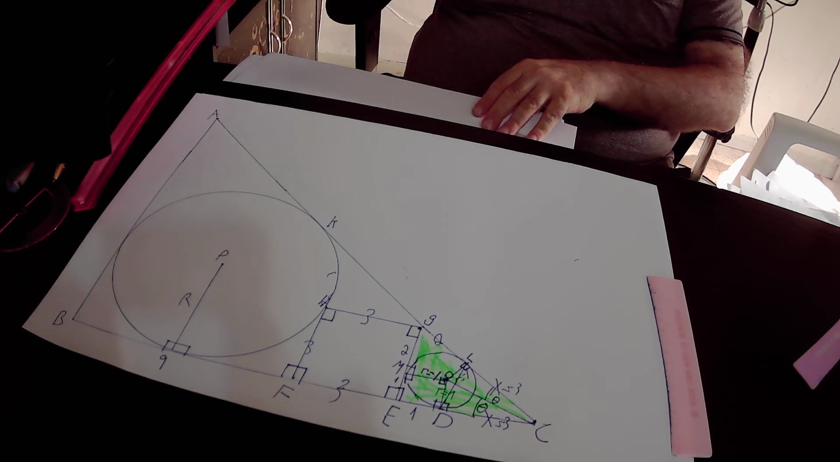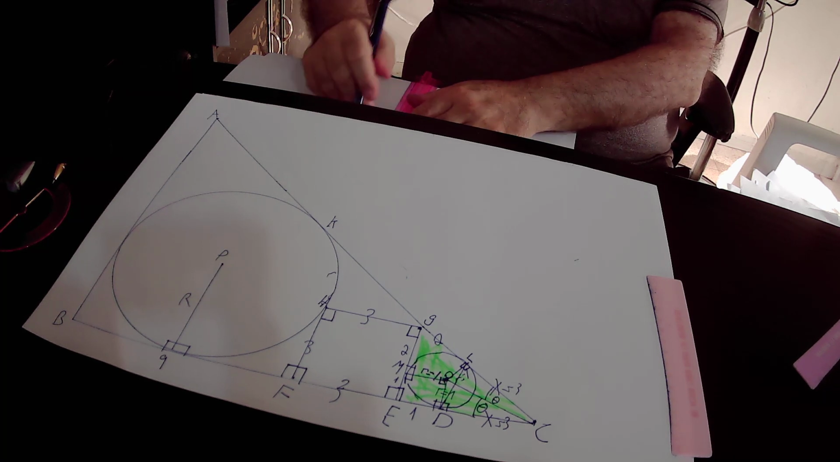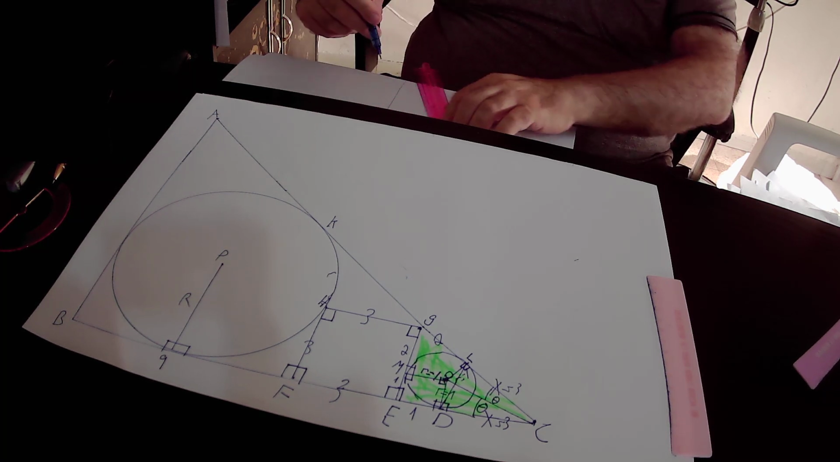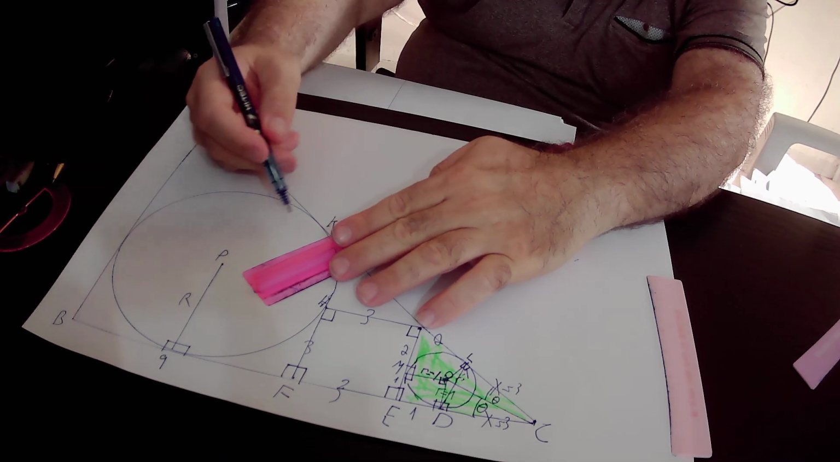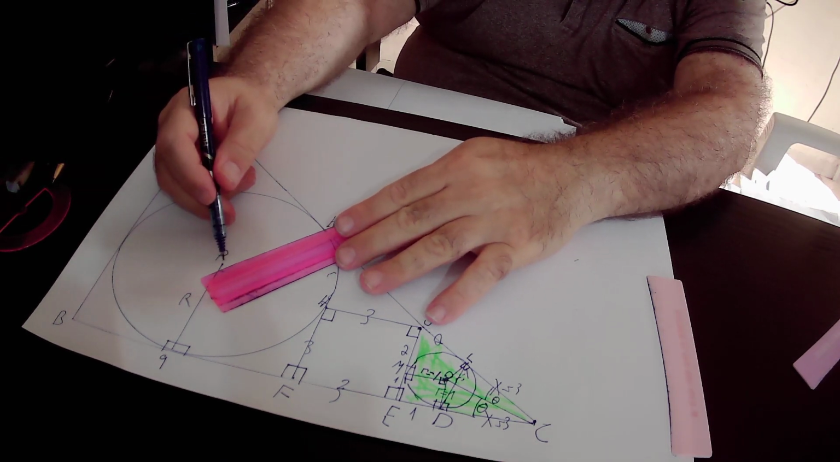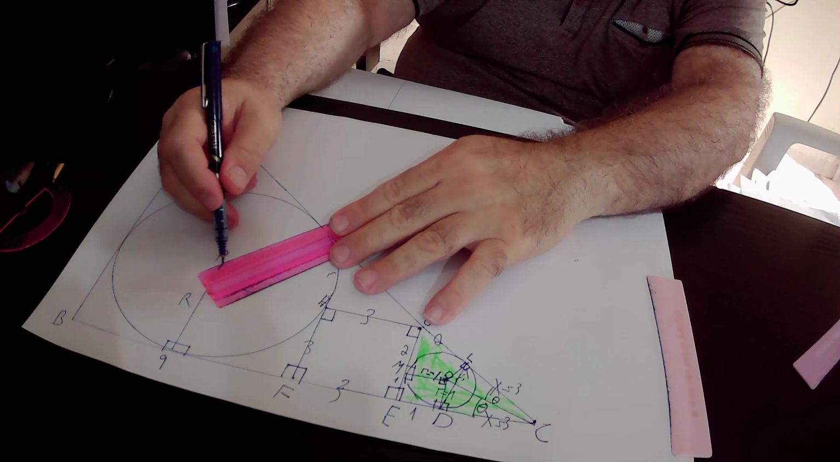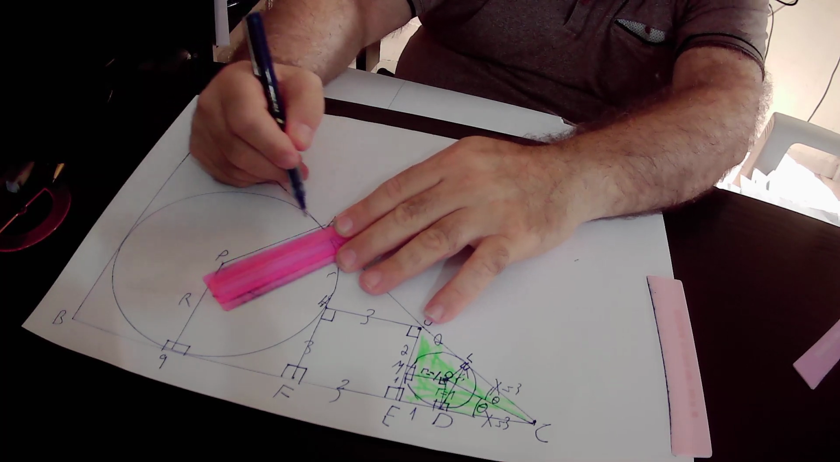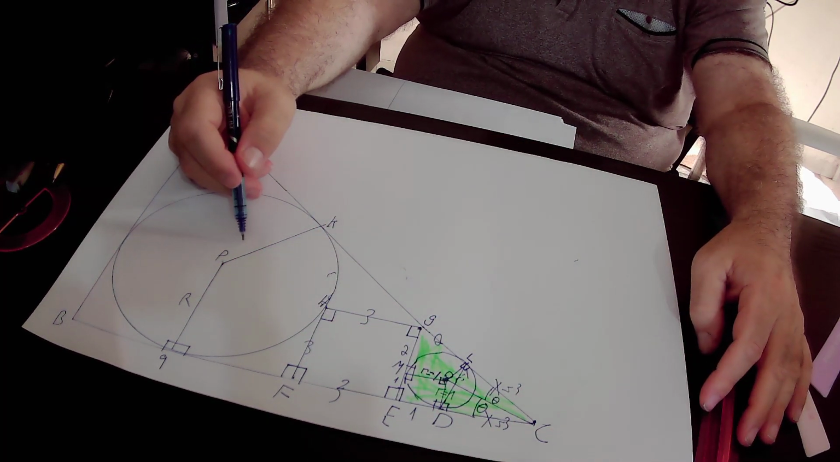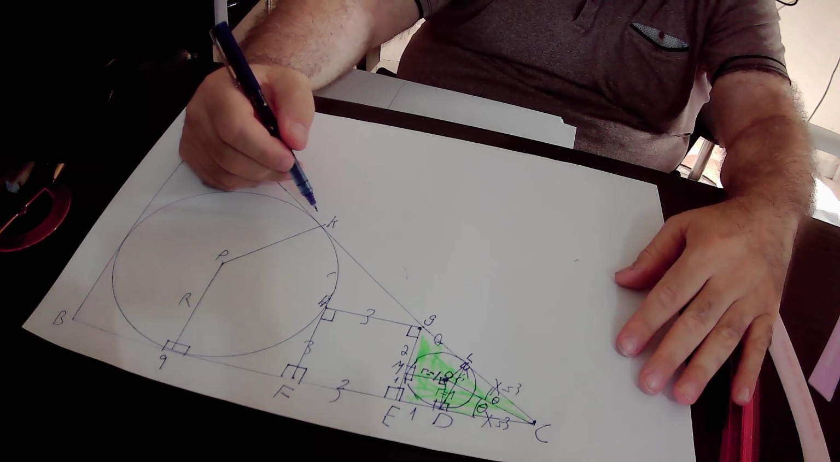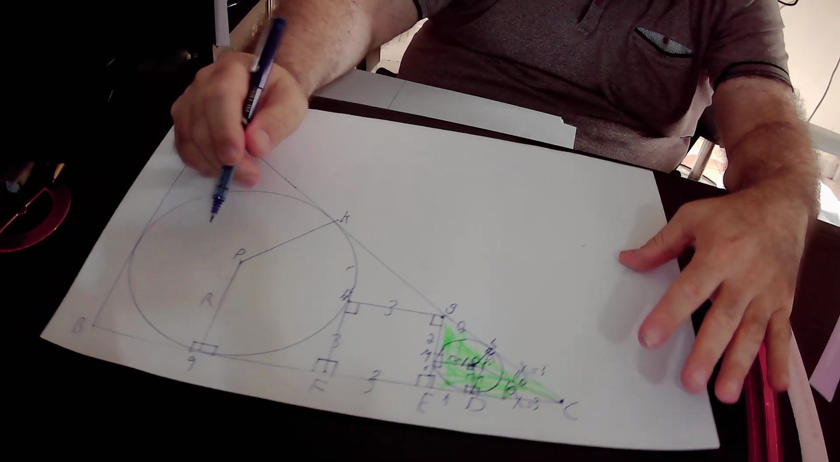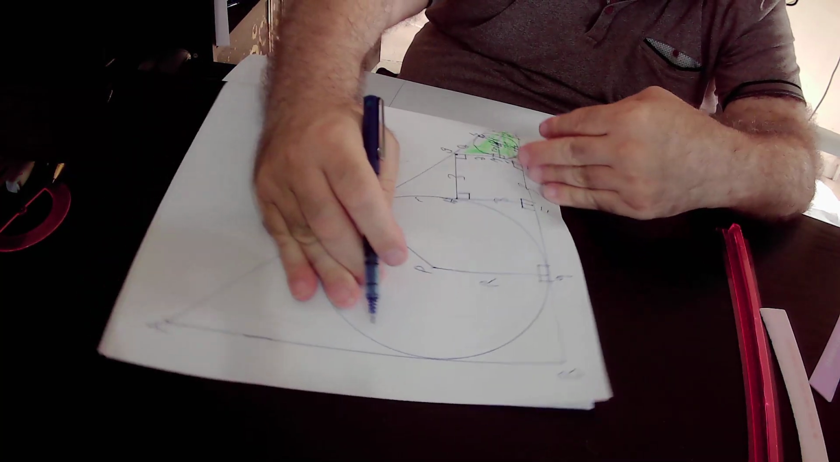In the next step, we join points P and K together by a straight line. Point P is the center of the big circle. Point K is a point on the circle itself. Therefore, PK is the radius of this circle that is equal to R.